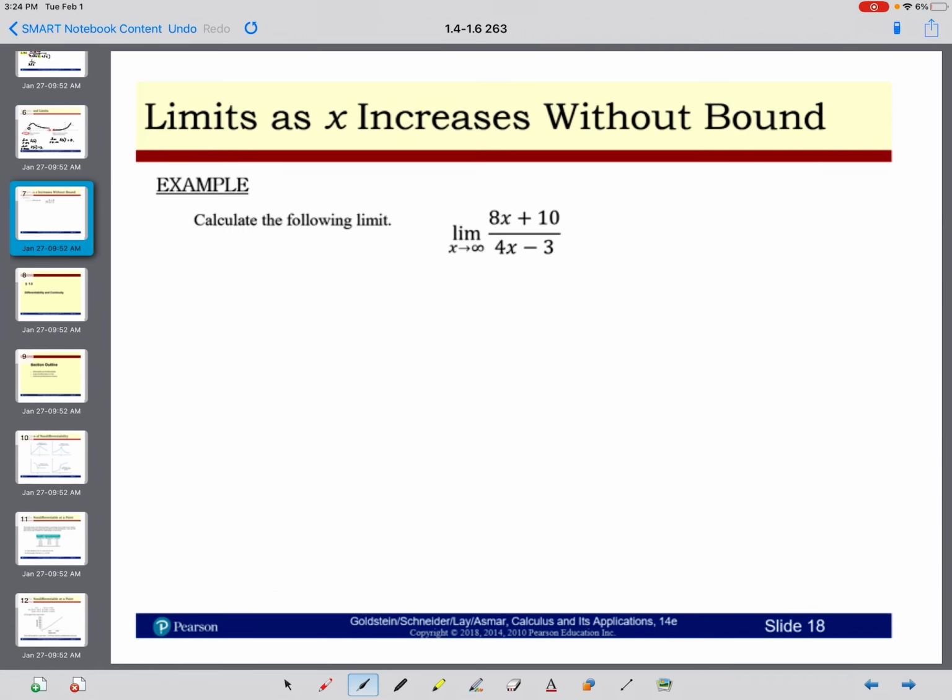Okay, and then we'll do one more example. We want to calculate the following limit: the limit as x approaches infinity of 8x plus 10 all over 4x minus 3. There's a little trick to employ here as well. You want to divide the numerator and denominator by x, and so that will give us a quantity that we can then evaluate.